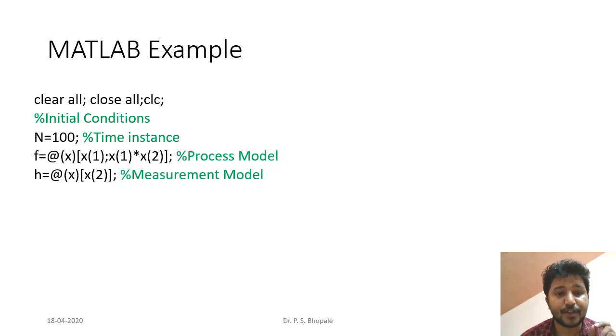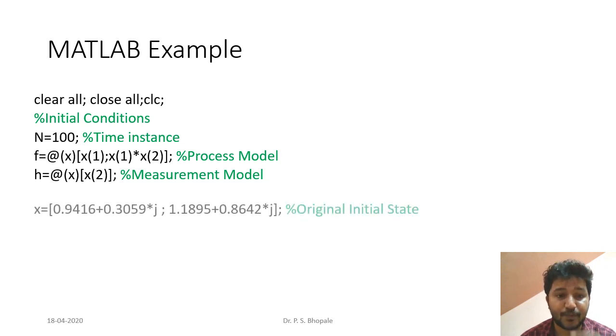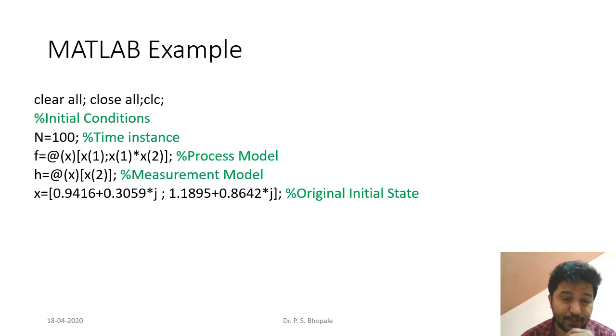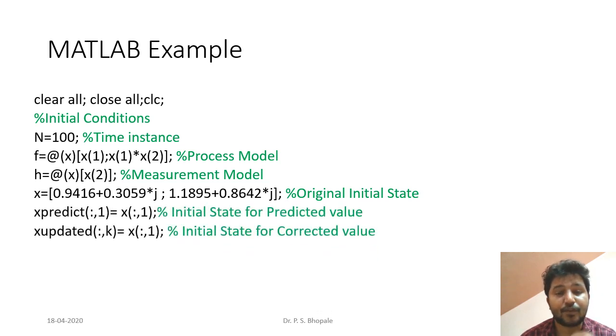Then the function f of x, that is x1 and x2, and the measurement model as a function h will be stored as the second element, x2. Now the initial condition x is given. For the prediction model and updating the state, we need the initial condition, because the for loop will continue from one state to the next. So the initial conditions for predicted and updated states are stored the same as the initial condition of the original state.